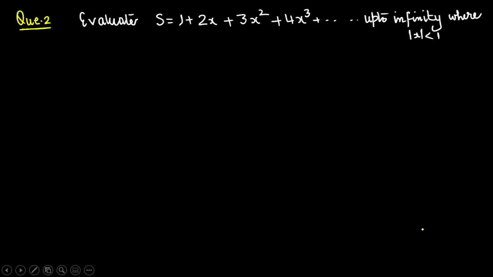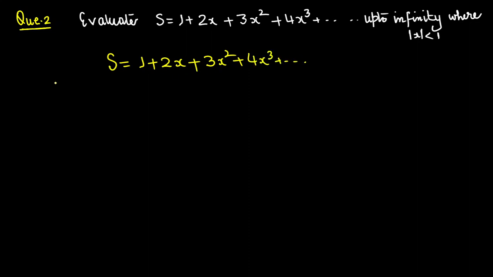Now come to question number 2. In this we are taking an infinite AGP. If you see, S is equal to 1 plus 2x plus 3x square plus 4x cube and so on up to infinity, where mod x is less than 1. What is the common ratio of the GP in this series? First of all you have to find the GP. Which is the GP? You will say 1, x, x square and x cube. This is forming a GP. So what is the common ratio of the GP? You will say it is x.